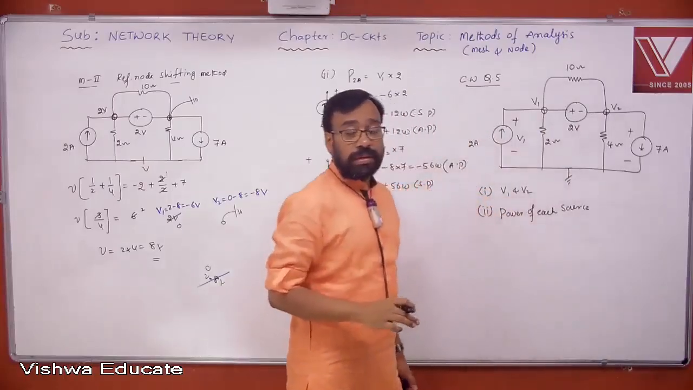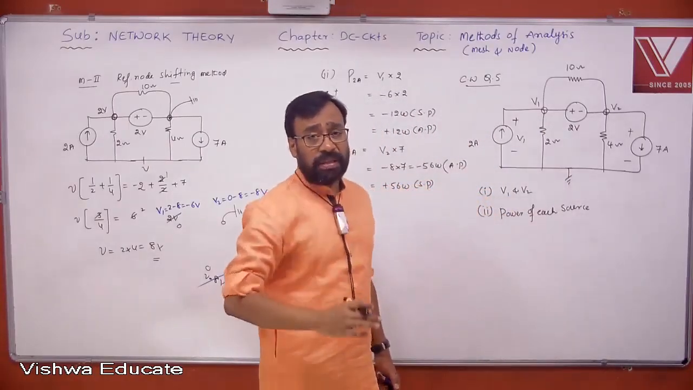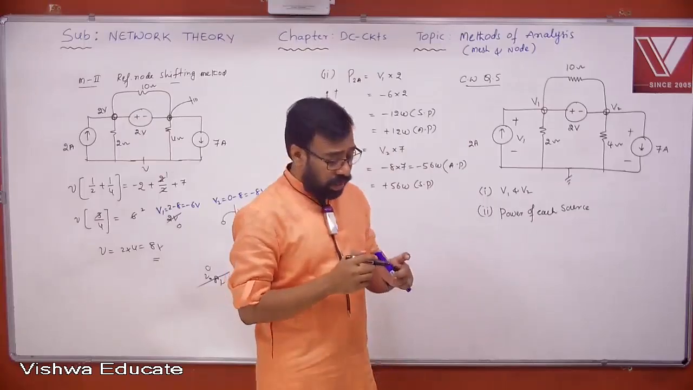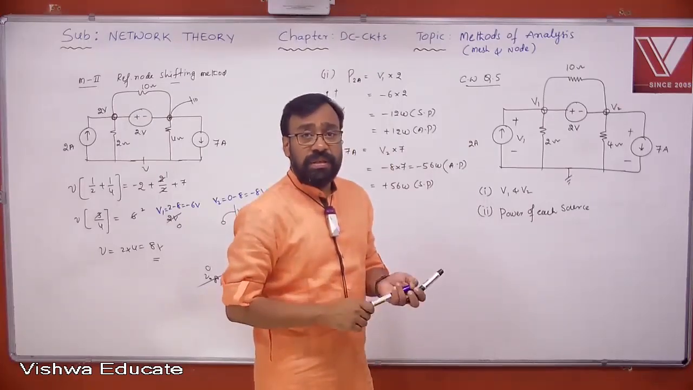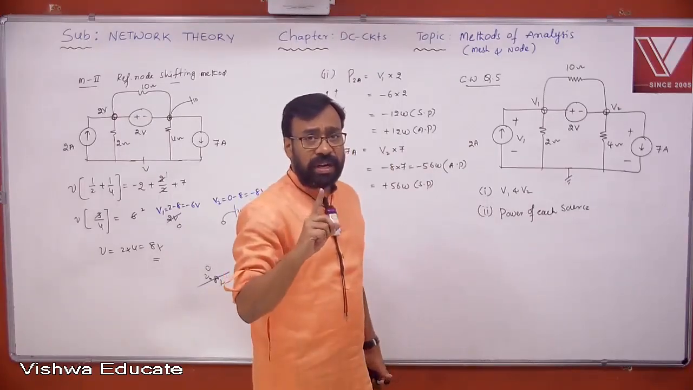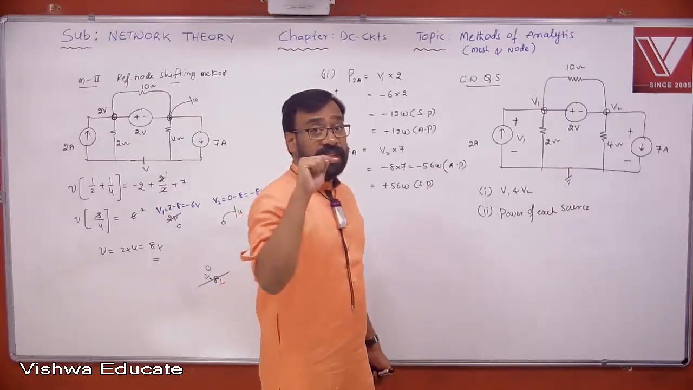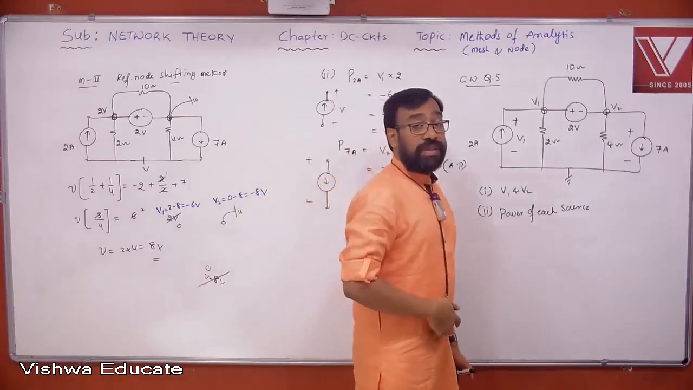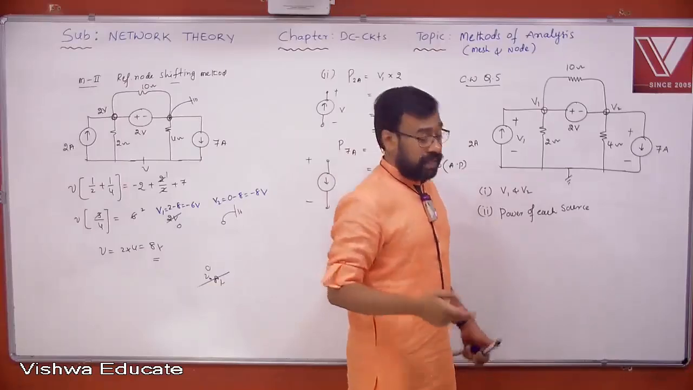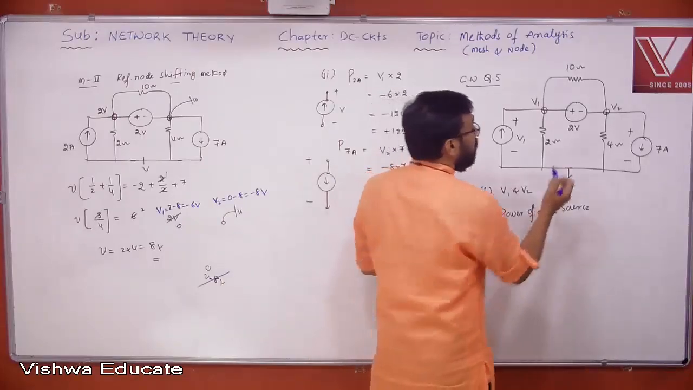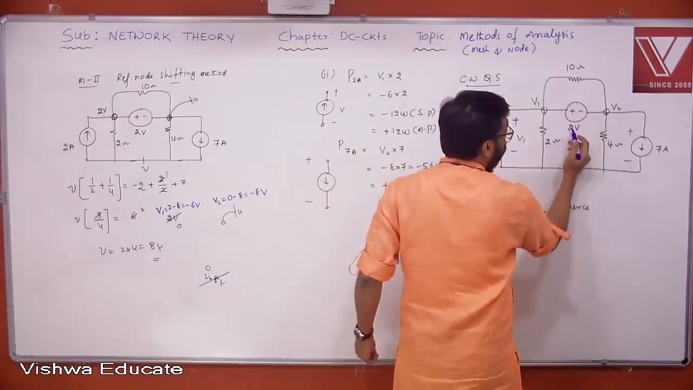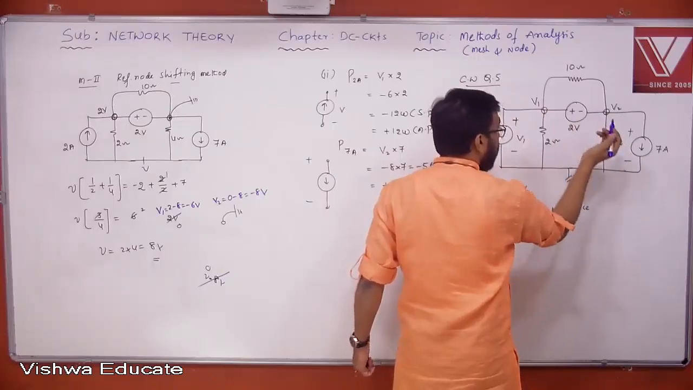Understand? Okay. Again, current through any path. How do you find current through any path? What is the procedure? Current through any path can be determined either by using Ohm's law or by using KCL. If there is a resistor, apply Ohm's law. If there is no resistor, then apply KCL. Look at this. Is there any resistor in this path to find the current through 2 volt? No. Then go for KCL.